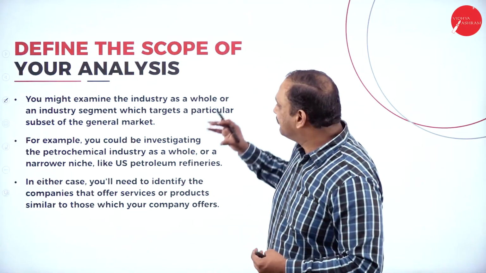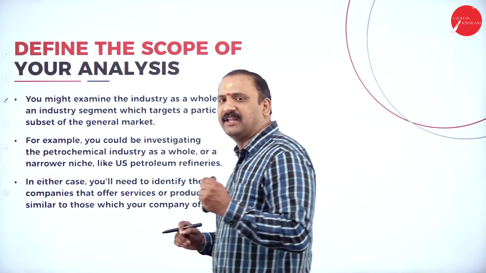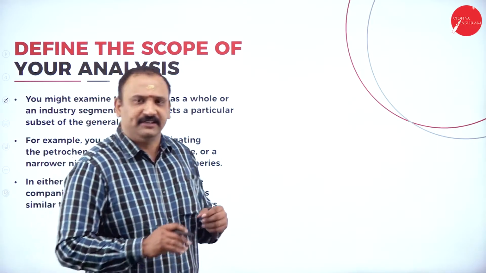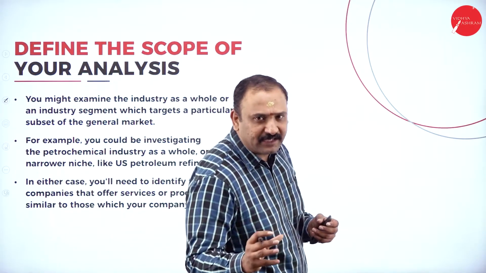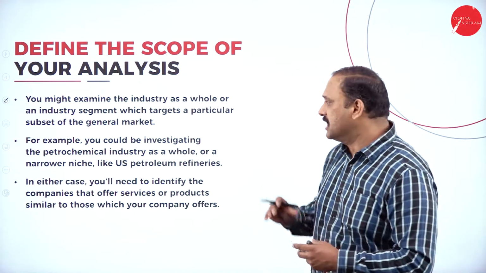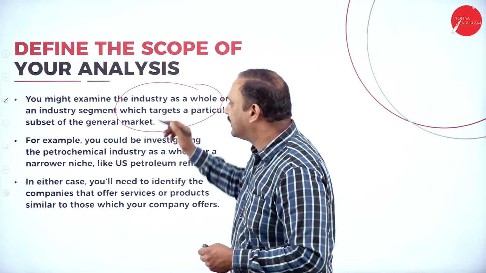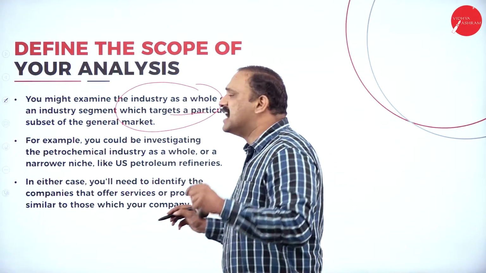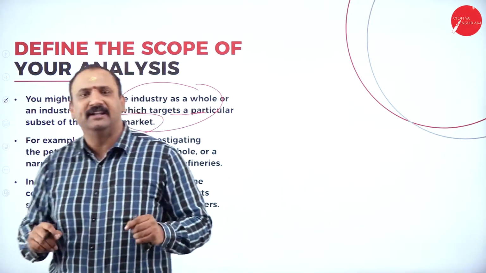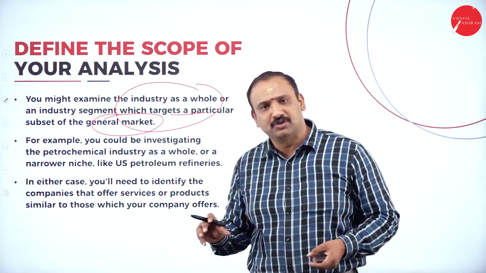Now, followed by, define the scope of your analysis. The first thing that you need to do in industry report writing is you need to define the scope of your analysis. There are hundreds and thousands of industries available and the market is quite wide in terms of appreciating certain factors. But what we are here to do is first examine the industry as a whole or an industry segment which targets a particular subset of the general market. So that's where we are coming in, in terms of making you understand how the entire segment is going to be looked into.